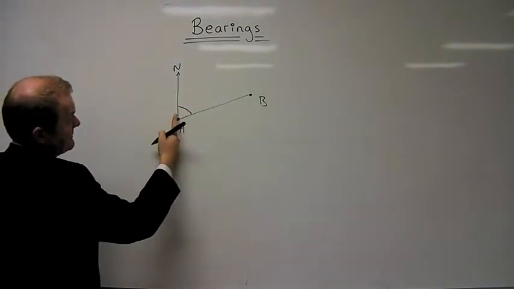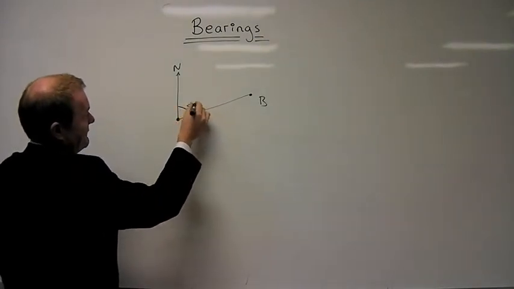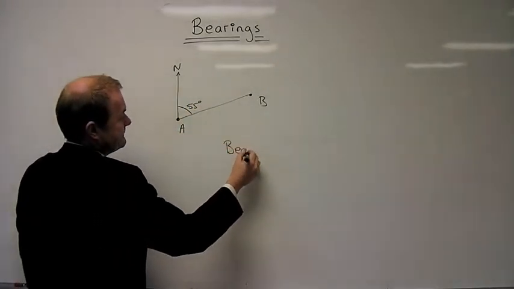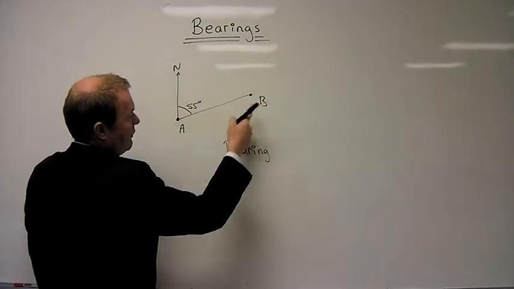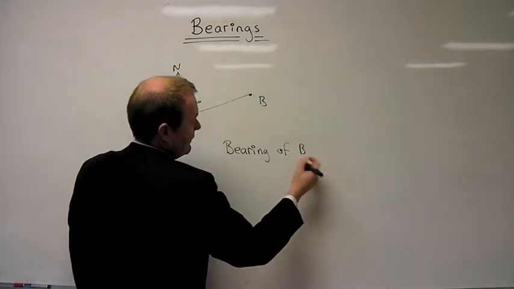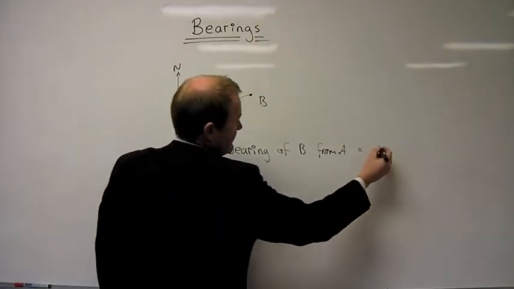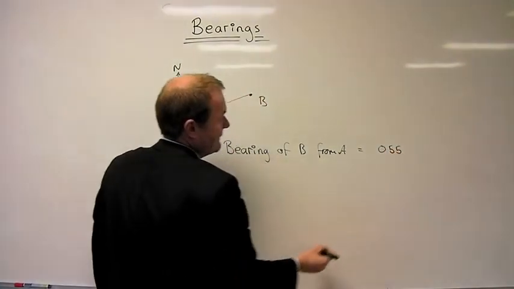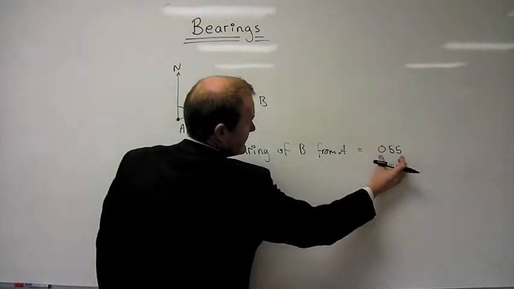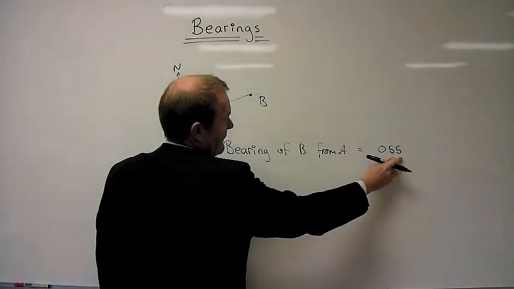So if I was to put my protractor on the page and measure that angle, say for example that is 55 degrees, then I would say that the bearing of B from A, so I'm travelling from A to B, from A is 0, 5, 5. So a bearing is always given as three digits. It has to be 3 digits. So if my angle is 55 degrees, I'm going to give the bearing of 0, 5, 5.